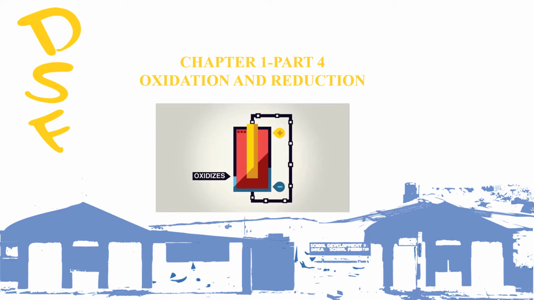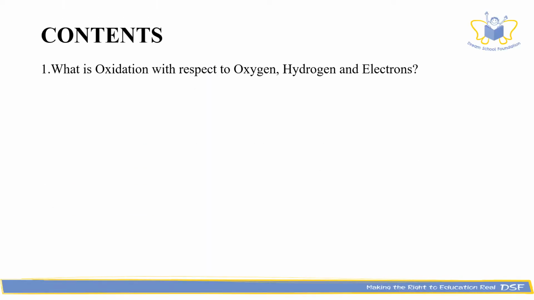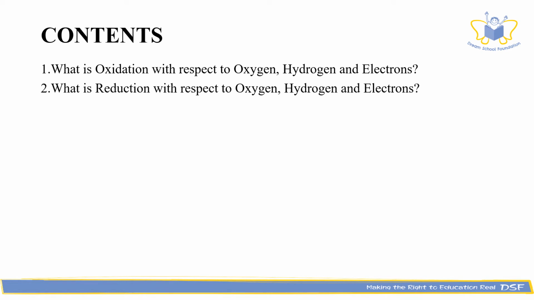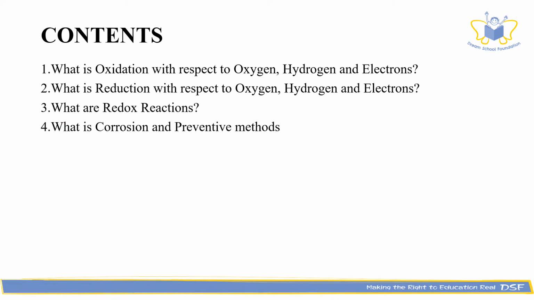Hi everyone, in today's video we will learn about oxidation and reduction. The contents are: 1. What is oxidation with respect to oxygen, hydrogen and electrons? Second, what is reduction with respect to oxygen, hydrogen and electrons? Third, what are redox reactions? Fourth, what is corrosion and preventive methods? Fifth, what is rancidity and preventive methods?